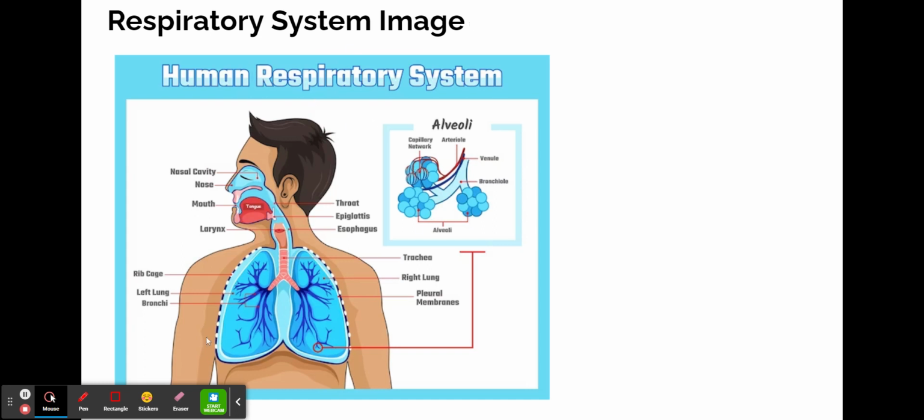The lungs are the main organs inside the respiratory system. They are located within the chest cavity and are responsible for the exchange of oxygen and carbon dioxide. So you inhale oxygen, you exhale carbon dioxide. They consist of millions of small air sacs called alveoli, which you can see a depiction of over here, where the exchange of gases takes place.